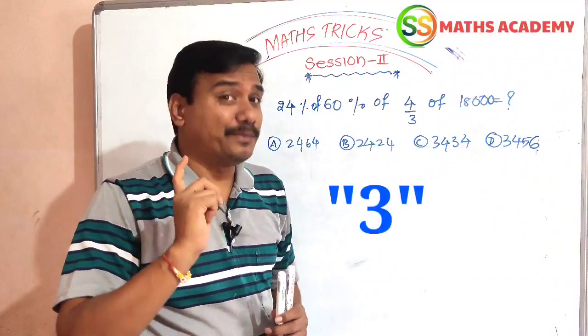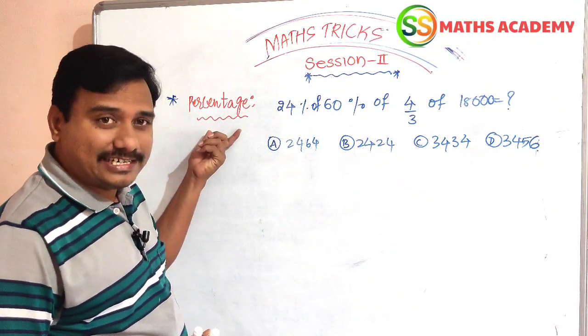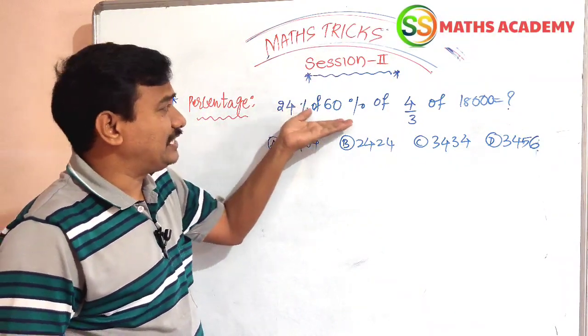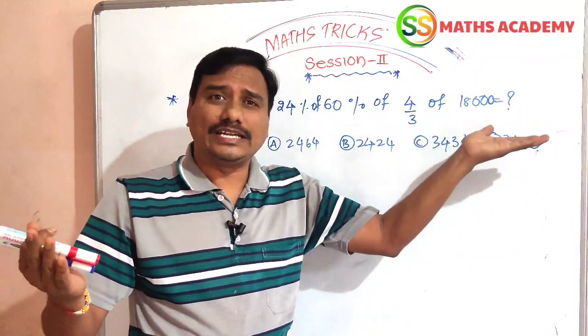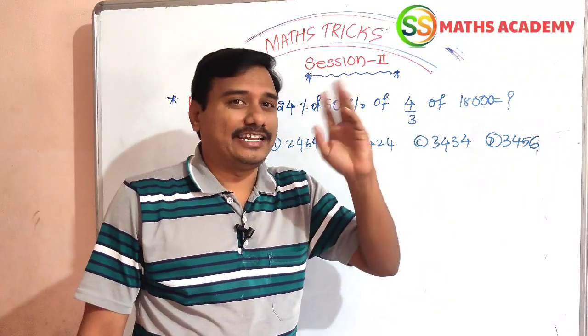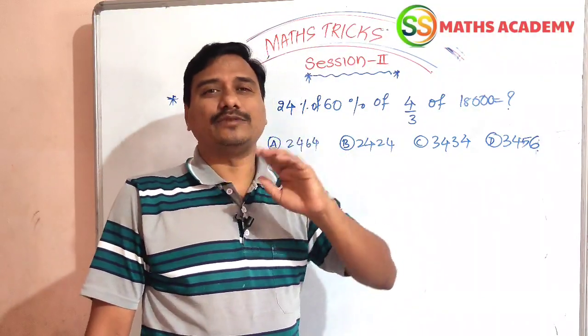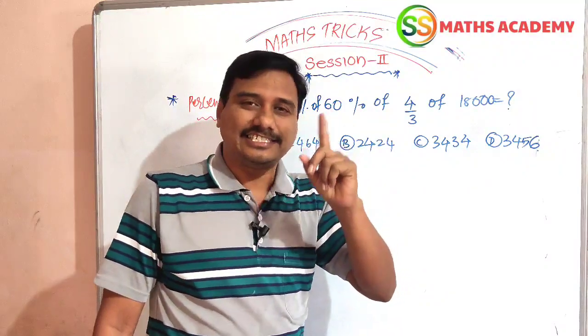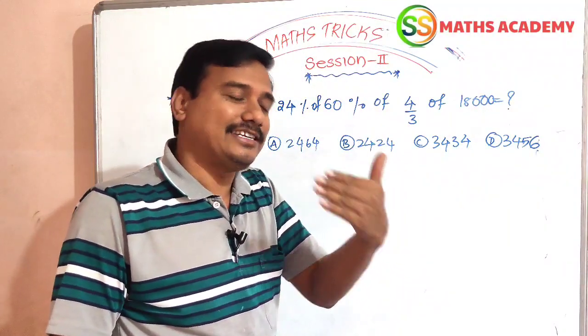Now let us go with trick number 3, friends. Yes, percentage trick. Yes, 24% of 60% of 4 by 3 of 18,000. Children, friends, these kinds of questions we see frequently in our competitive exams. In the exam, we have to solve the question in 3 seconds. Let us see the answer.